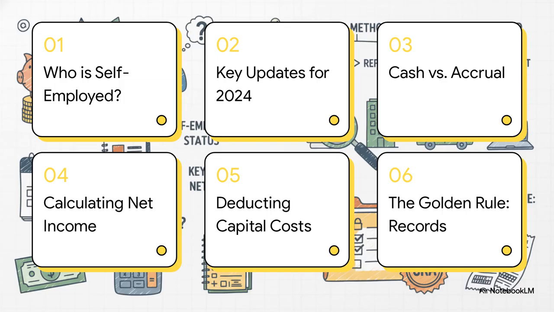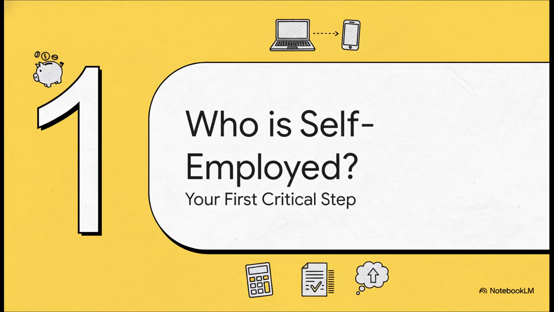So, here's our roadmap for today. First, we'll kick things off by figuring out who these rules actually apply to. Then, we'll jump into the crucial updates for the 2024 tax year. You always have to stay current. After that, we'll get into the real mechanics, the two main accounting methods, how you actually calculate your net income, and the basics of what's called Capital Cost Allowance. And we'll wrap it all up with what I personally believe is the single most important rule in all of taxation.